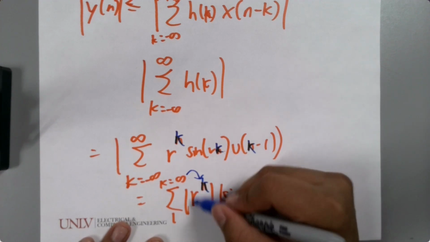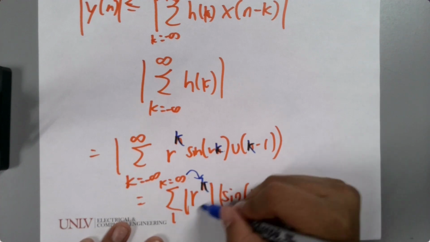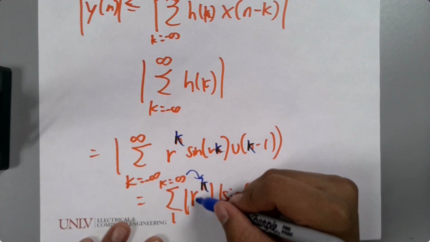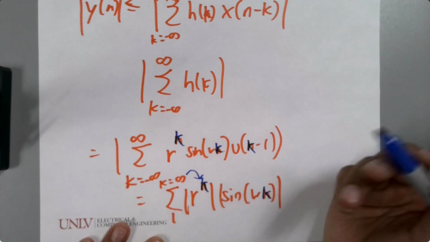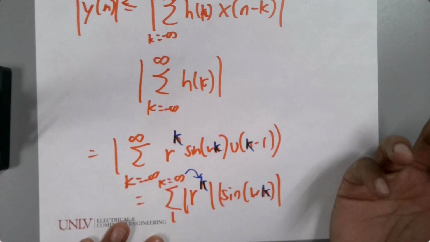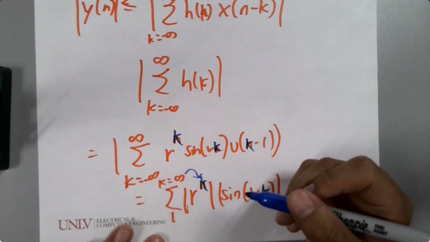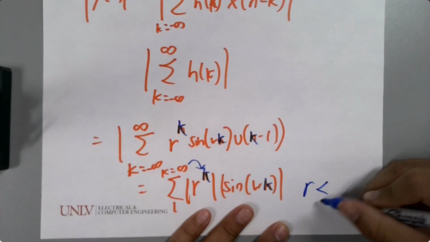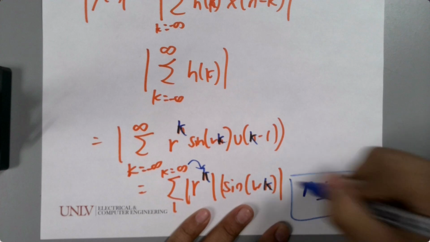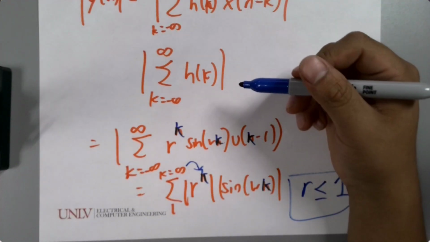So how do we make it stable? What value of r should we have for this system to be stable? What if r is 2 or 3? 3 to the infinity power, it's going to be infinite, right? So what value of r do we have to have for it to be stable? Can you prove stability? That's it.